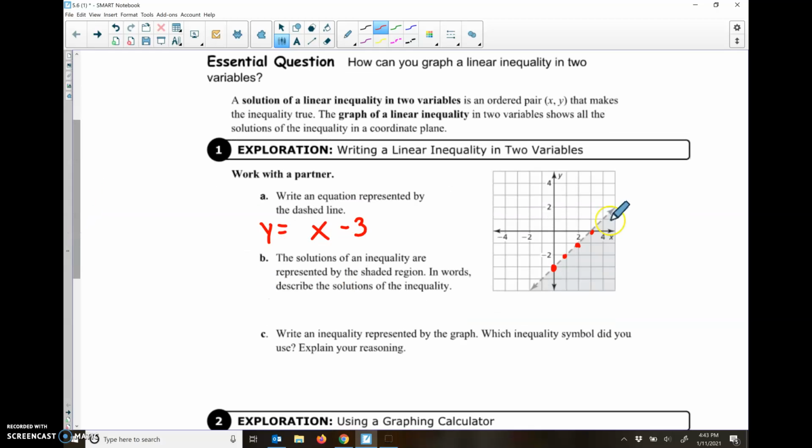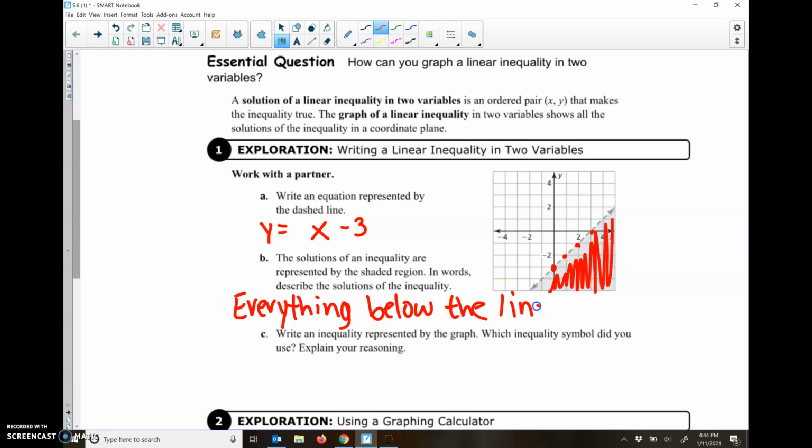Then you should see that below this line here, it's a little darker gray. So anything below the line here is shaded below the line. That's going to be our answer when these are inequalities here. So it asks B, in words describe the solution to the inequality. And it's pretty much everything below the line. So that's going to be our solution. And I'll give you an example here once we do C, and then we write it out and we could test out a point. So everything below the line.